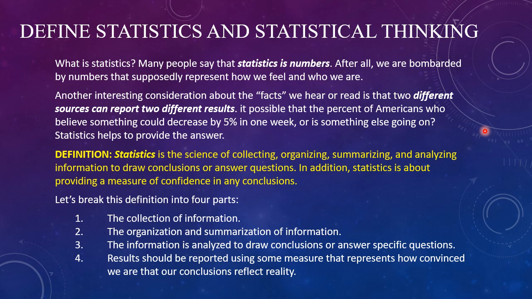And then the last thing is that the results should be reported using some measure that represents how convinced we are that our conclusions reflect reality. So again, we might say here, while our study showed that 95% of people like Italian food or prefer Italian food, we realized that the population and the sites for collecting the data may have been skewed since we only were in Italian restaurants. So we believe this study should be done. A lot of times this last thing also includes future action. So we're going to redo this study and pick different sites or neutral sites or whatever.